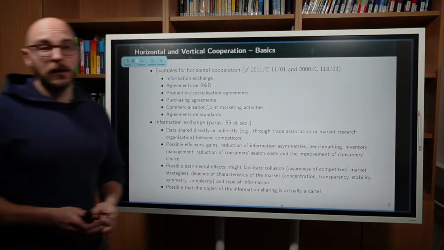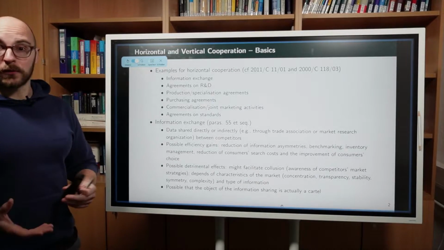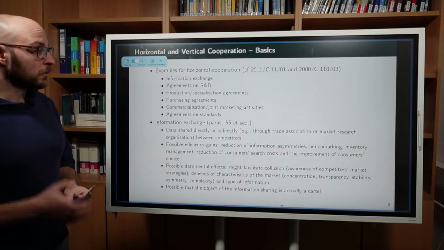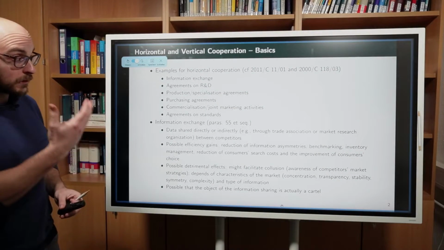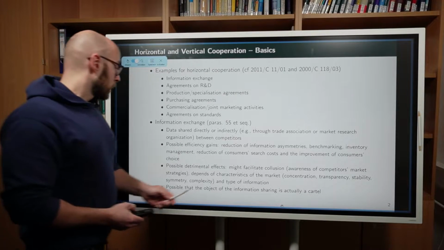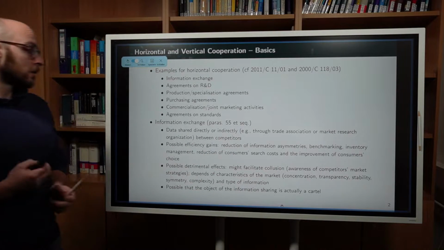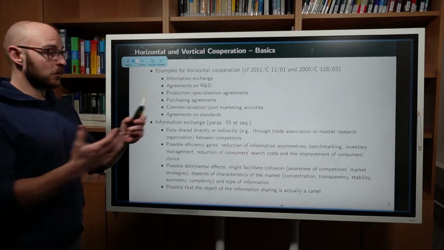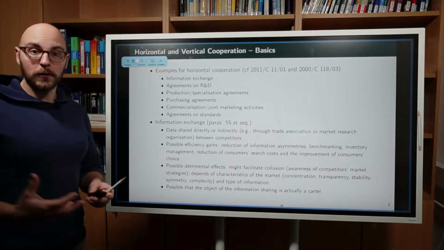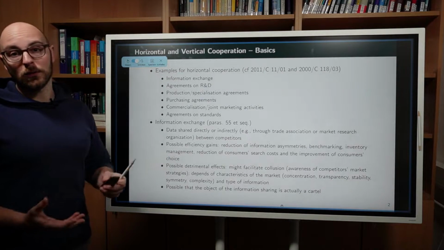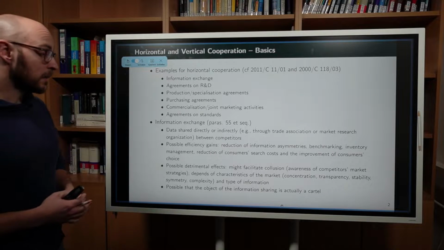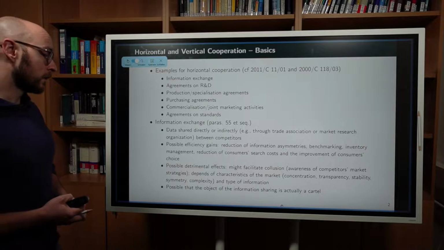We can have benchmarking, so if several firms produce a similar product or a similar set of products, then these firms might learn from one another how to improve production. That could lead to lower production costs, which in the end would be beneficial. Then we could have advantages in inventory management. For instance, if one firm is aware that demand for a certain product is increasing, then the other firms could stock up on these products so that the consumers can purchase the amount of products they want, so they don't have to wait for it too long.